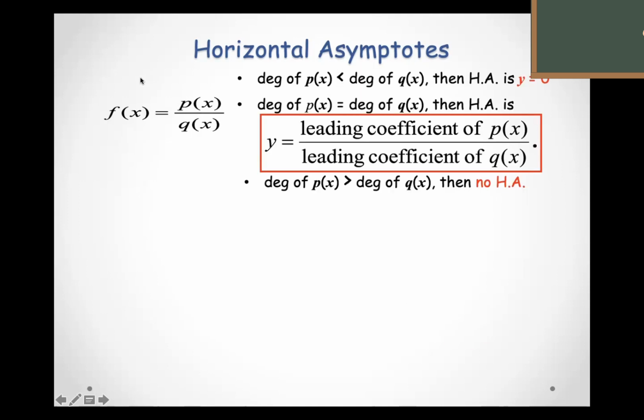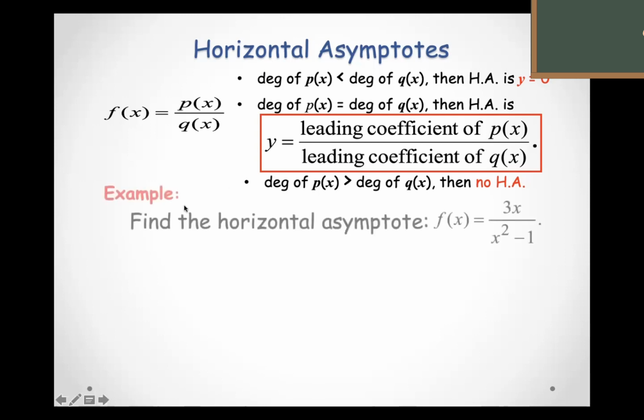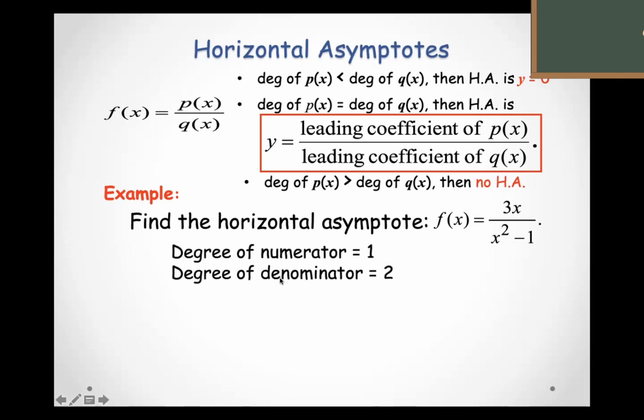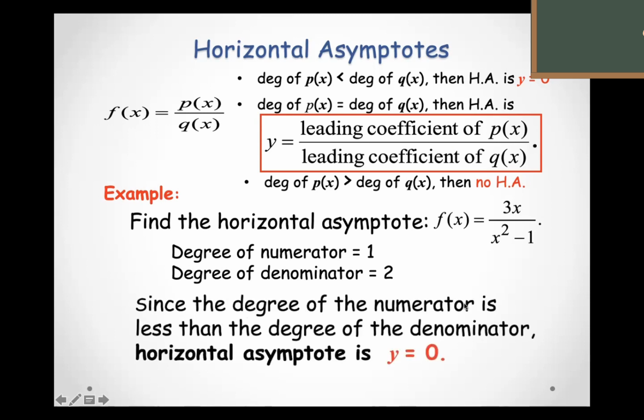Okay. So we have here, find the horizontal asymptote of this rational function. Look at the degree here. The degree of 3x is 1, the exponent of x is 1. The degree of the denominator is 2. Is that less than? If the degree of the numerator is 1 and the degree of the denominator is 2, since the degree of the numerator is smaller than the degree of the denominator, the horizontal asymptote is y equals 0. Remember, for this function, the vertical asymptotes are x equals 1 and x equals negative 1.